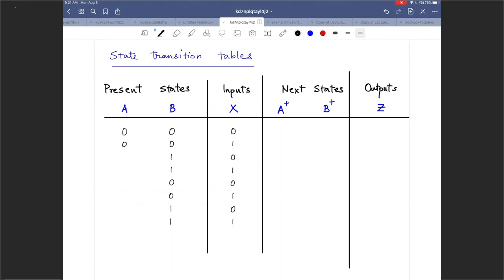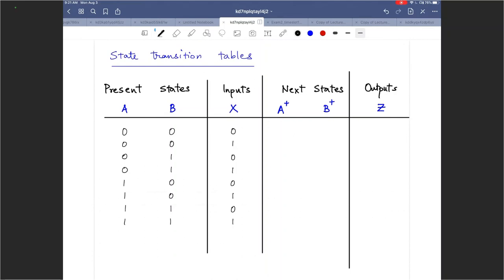And 4 zeros and 4 ones. So when the present states are 0, 0, the new input that comes in could be a 0, could be a 1. So I'm capturing all of those possibilities here. So A, B, and X will have 8 possibilities as you are used to filling out the inputs of a truth table.